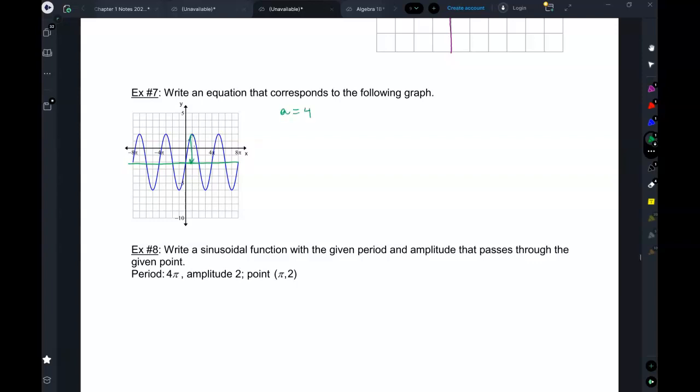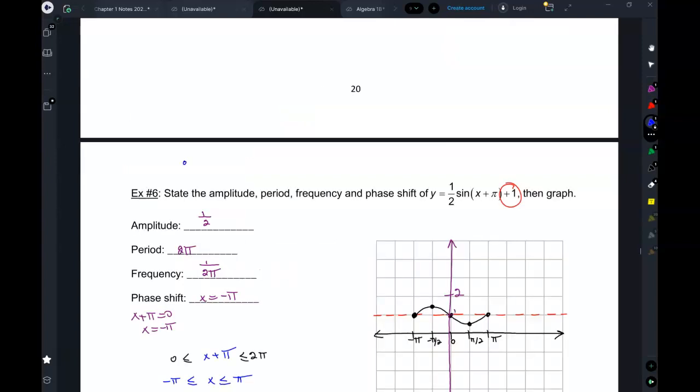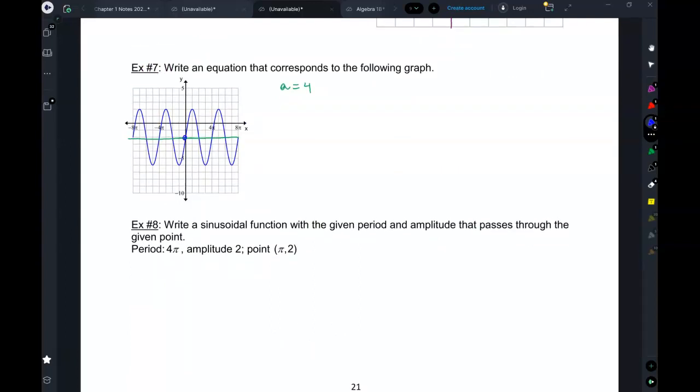Okay, period. So we need A, B, C, D. I just told you there is no phase shift, so C is going to be 0. But now we need B. For B, we need the period. This thing starts here. Let me get another color. This thing starts here, and here's where a cycle ends. So the period is 4 pi. Okay? So period is 4 pi.